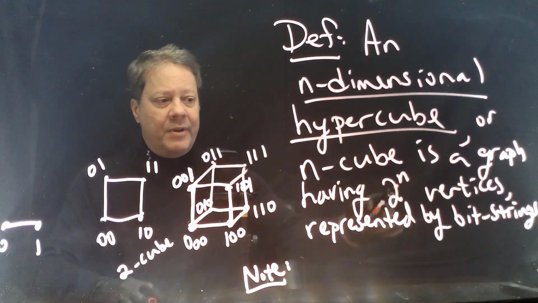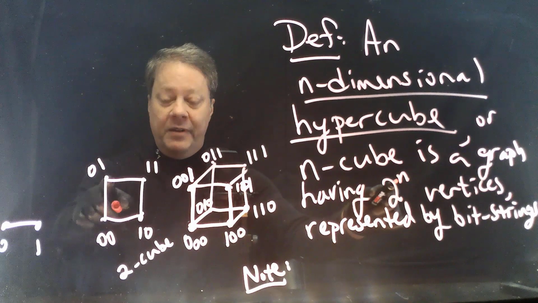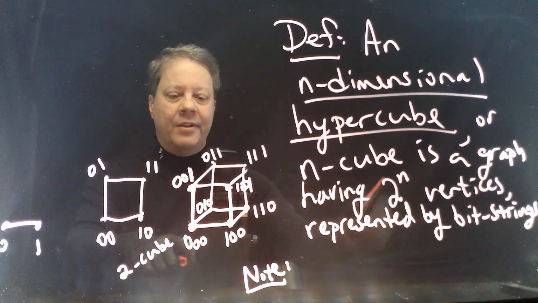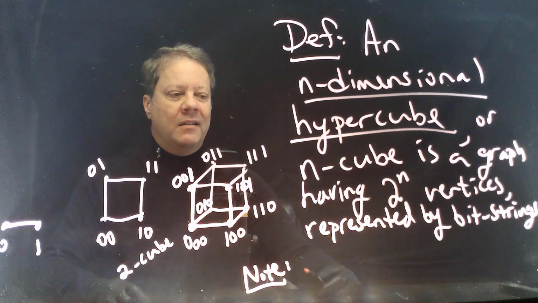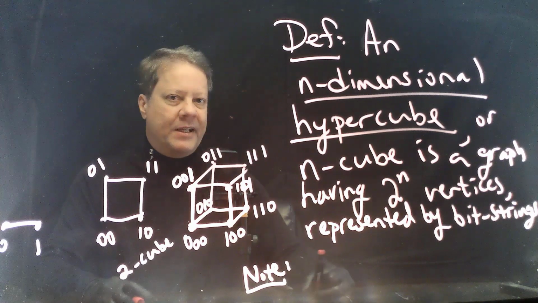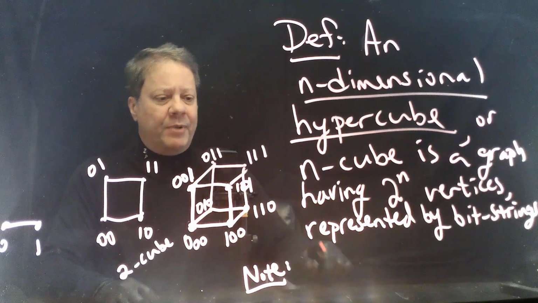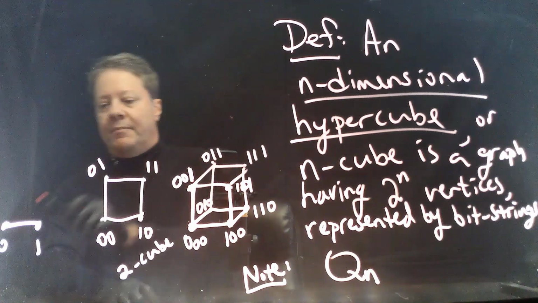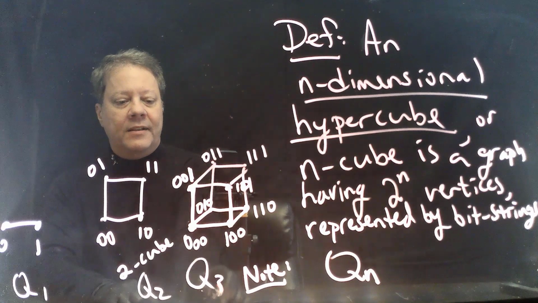So you can see with dimension 1, you have 2 vertices. When you're in dimension 2, you have 1, 2, 3, 4 vertices. If n is equal to 3, 2 to the 3 is 8. 1, 2, 3, 4, 5, 6, 7, 8. 8 vertices altogether. So 2 to the dimension of the space that you're in gives you the total number of vertices. These n-dimensional hypercubes we'll denote by Qn. So this would be Q1. Here we have Q2, and this is Q3.